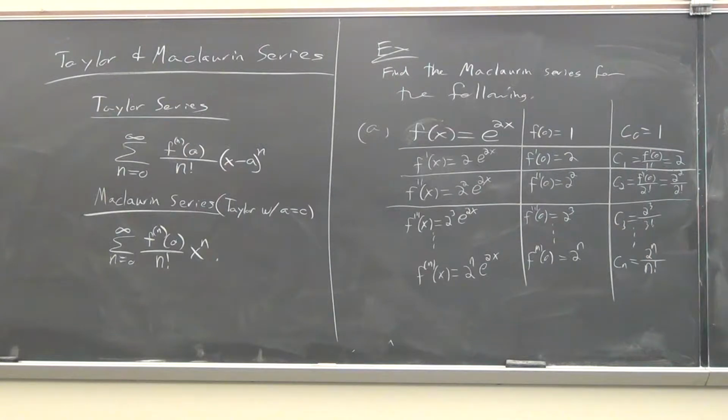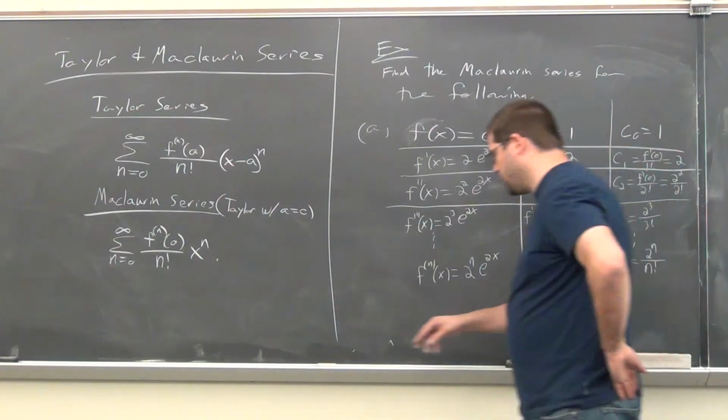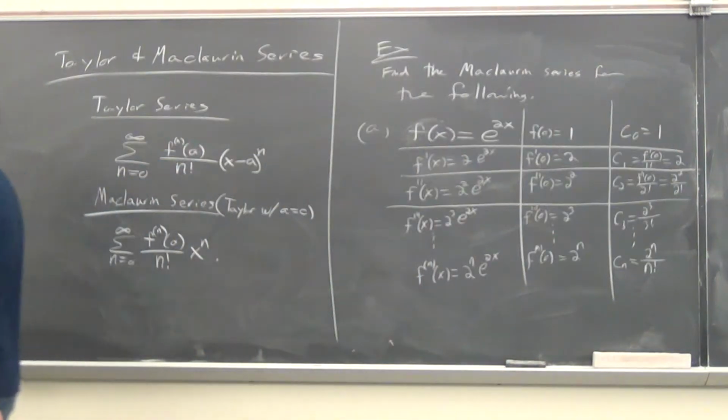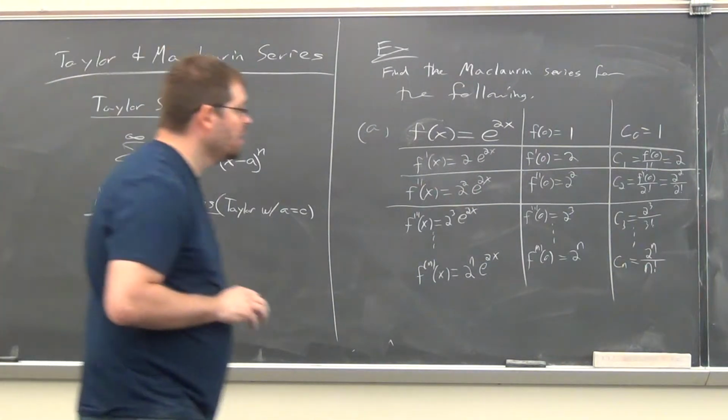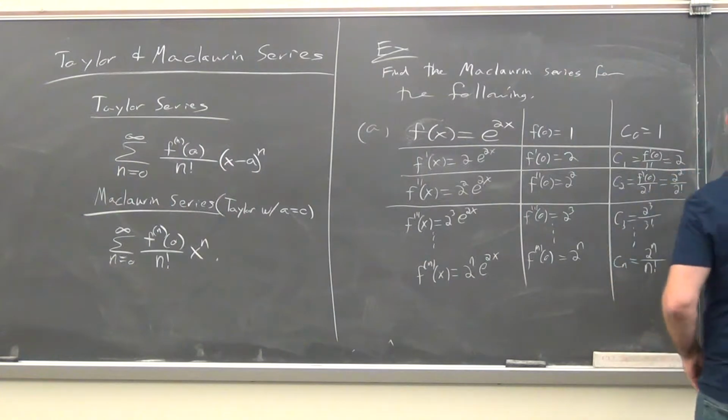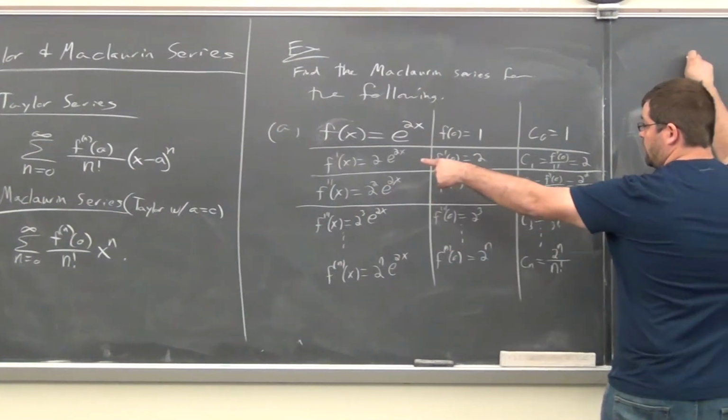If you don't see it here, do a few more, and hopefully that pattern just jumps out at you. That's why I would recommend you don't start simplifying things, because it becomes hard to notice the pattern when you do that. And so what we end up with is the Maclaurin series. I'm just going to work my way across.